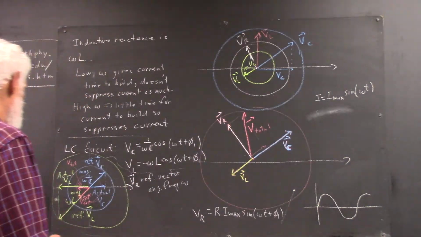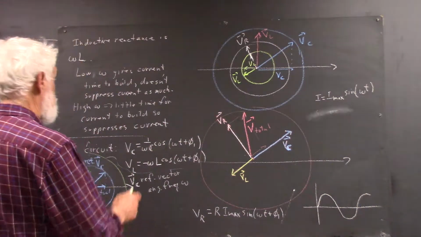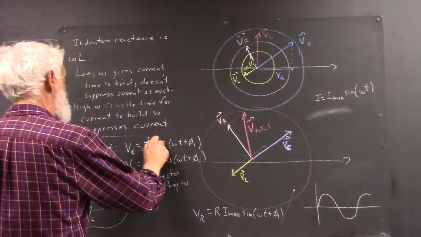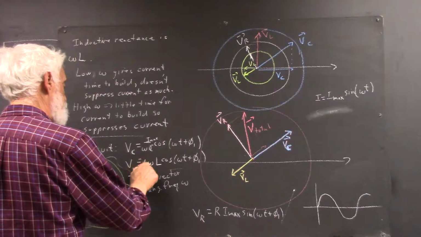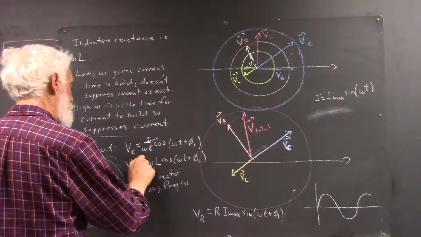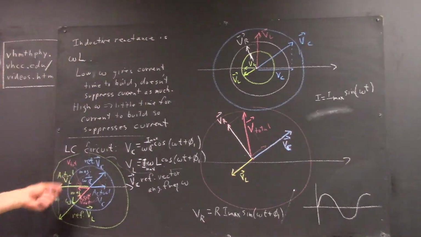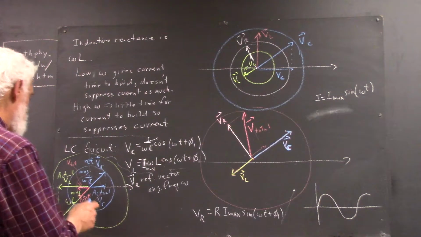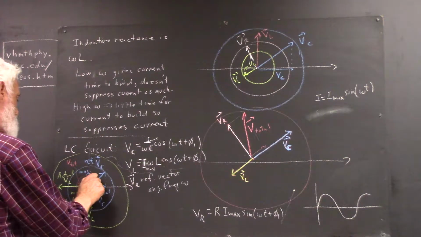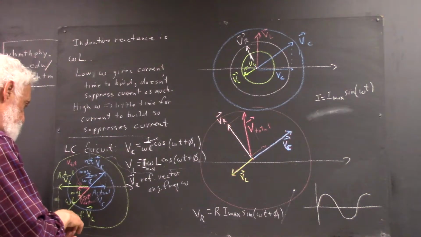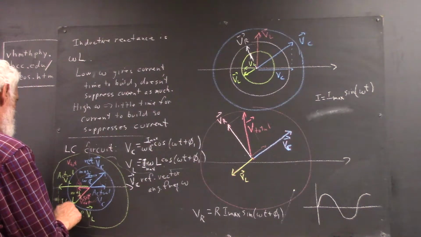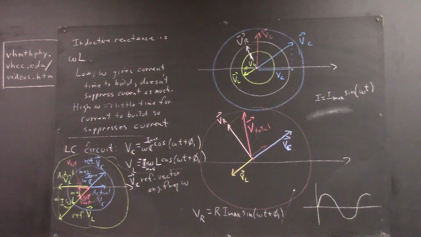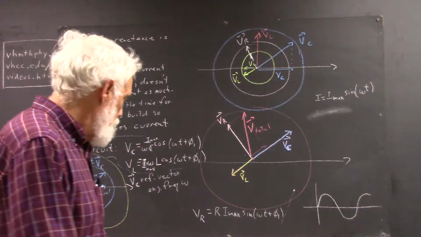Really, this shouldn't be 1 over omega c. This should be I max over omega c, and this should be negative I max omega L, and it should have been before. That doesn't really change the picture, except there should be an I max here where you can't read it, and I max here in this picture. It doesn't change the essence of the picture, it just changes the scale.